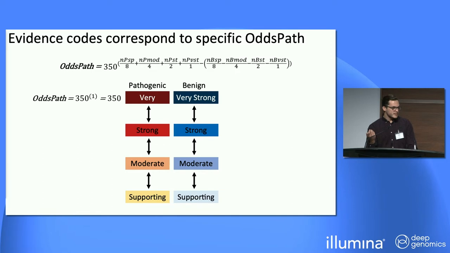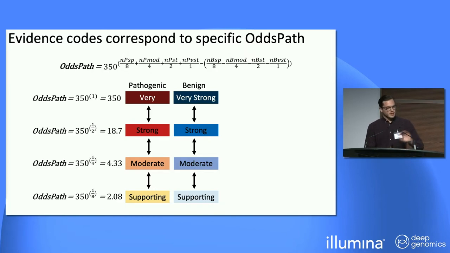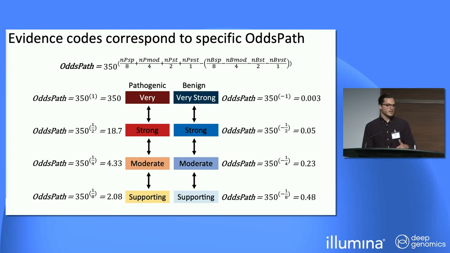So for example, for one piece of very strong leaning pathogenic evidence, we just solve for one such piece of evidence, which is 350 to the first power, which is 350. So we have an odds path of 350. If we do this for every other evidence strength leaning pathogenic, we get odds paths of 18.7, 4.3, and 2.08. We could do the same thing for the benign leaning evidence and get odds paths that range from 0.003 to 0.48. And I point these out because these are going to be important cutoffs for us when we calculate the odds ratios and the odds paths for our assays based on their ability to distinguish between established pathogenic and established benign variants. So we could sort of use this as a lookup to see what strength of evidence we achieve in our assays.